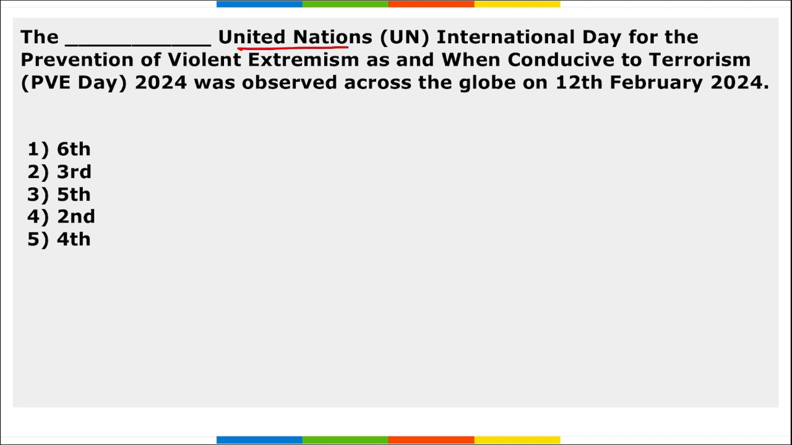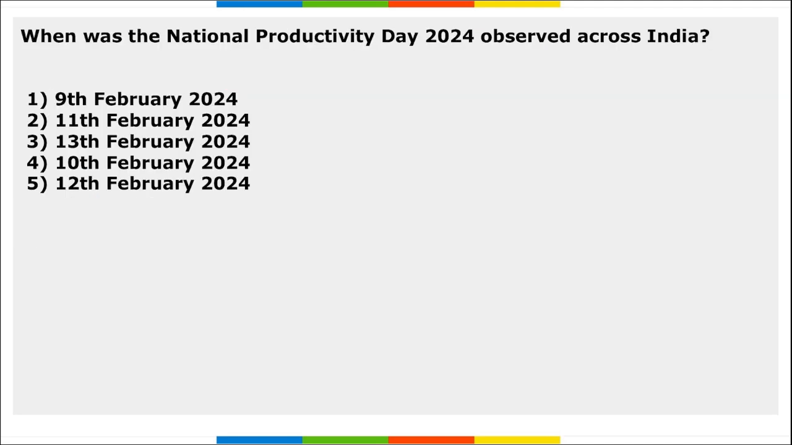Next, the dash UN International Day for the Prevention of Violent Extremism as and when conducive to terrorism was observed across the globe on 12th of Feb 2024. So which was it? It was the second UN International Day for the Prevention of Violent Extremism as and when conducive to terrorism. Next, when was the National Productivity Day observed across India? So National Productivity Day observed across India on 12th of Feb.